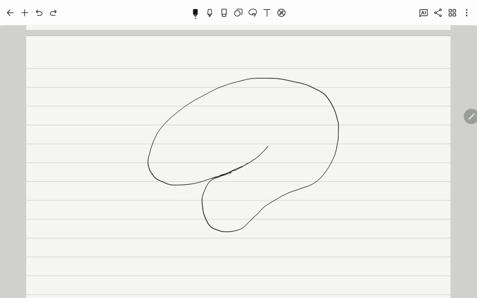On the lateral aspect we have got this lateral sulcus, and in the center we have got this central sulcus, which is what I'm drawing here. And in the occipital cortex, this one is the occipital lobe, and this sulcus is called the calcarine sulcus.